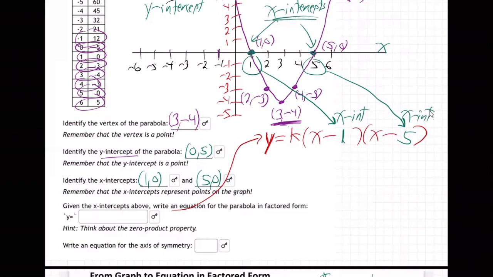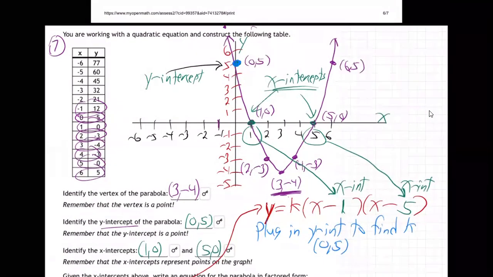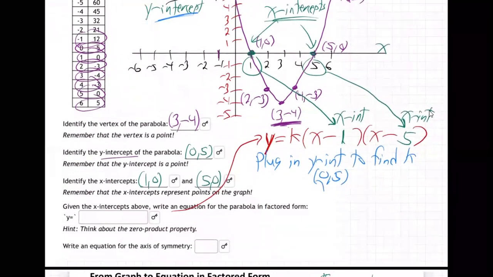And then how do you find k? Then you plug in the y-intercept to find k. What's the y-intercept? 0, 5, right? Right up here. That's the y-intercept. So remember, that's an x value and a y value, so put in 0 for x, and for y, 5. So what do we get then? We get 5 equals k.